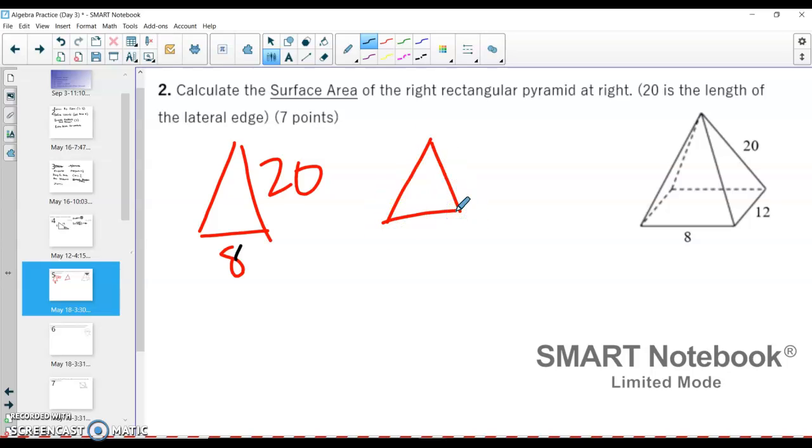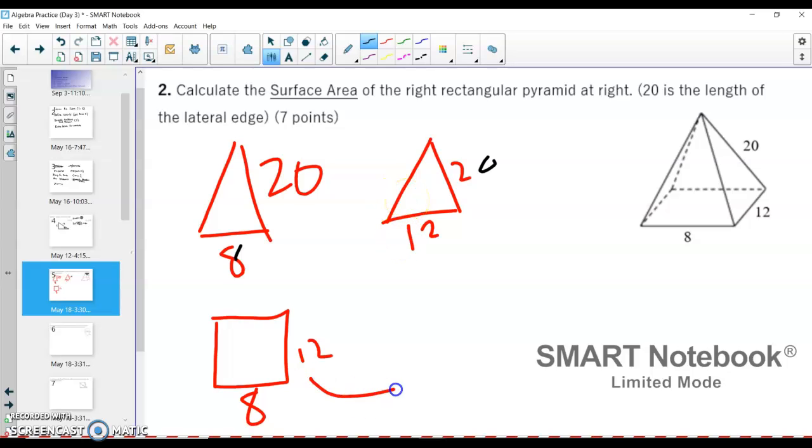Second one is the right and left of the pyramid, which is 12 and 20. Sorry for my marker changing colors, my computer's acting funny, but we're just going to roll with it. And then the last one is just the bottom of the shape, which is an 8 by 12 rectangle there. Now, for these two triangular faces, we need to find the height of each so that we can find the area of each. But before we do that, we're going to find just the area of the base because of the rectangle. All we got to do is length times the width, which in this case would give us 96.